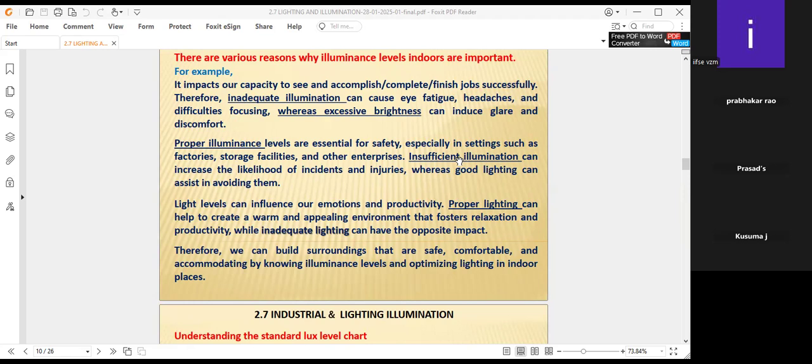That's why insufficient illumination can increase the likelihood of incidents and injuries, whereas good lighting can help avoid them. See, for example, insufficient and sufficient good lighting. Likelihood means it happens, that incidents or injuries occur. That's why insufficiency and inadequacy are different. Inadequacy becomes eye fatigue, headache, and difficulty in focusing, whereas insufficient means it goes directly to injuries and the industry.